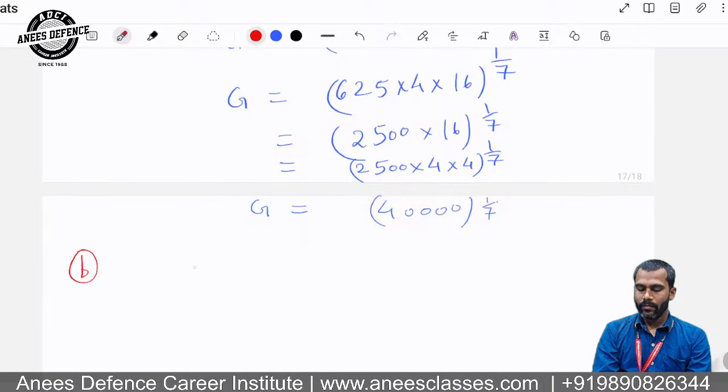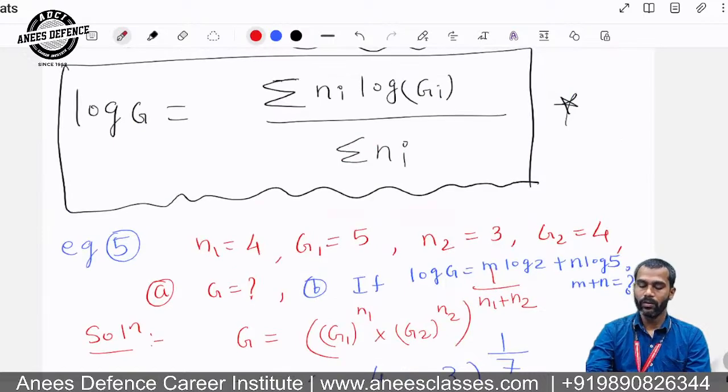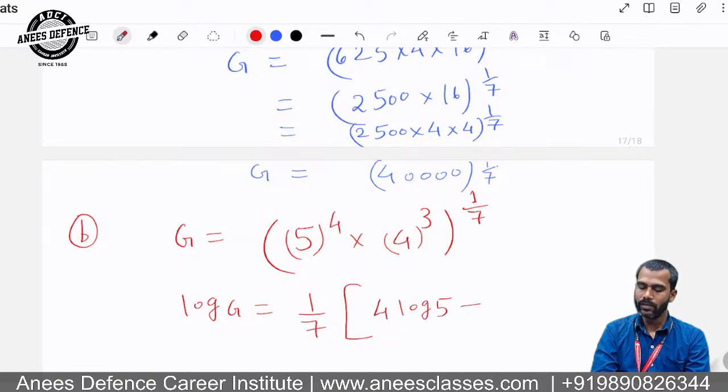So let me solve it. B part. What is G? 5 raised to 4 into 4 raised to 3, and whole power 1 by 7. Now I'm taking log on both sides. So log G is equal to 1 by 7 taken common, times 4 log 5 plus 3 log 4.